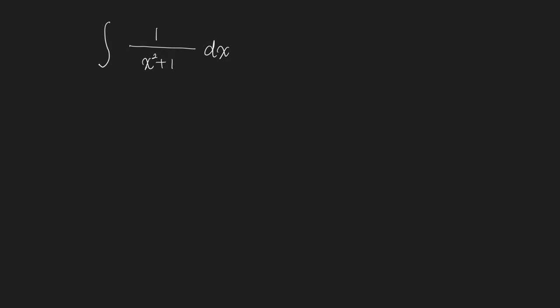This is an example for x squared plus a squared. a squared this time is 1. What are you going to substitute here? x is going to be tangent theta. So make sure you substitute everything. dx is going to be secant squared theta d theta. What is x squared plus 1 going to be? x squared plus 1 is tangent squared theta plus 1, and tangent squared theta plus 1 is secant squared theta.